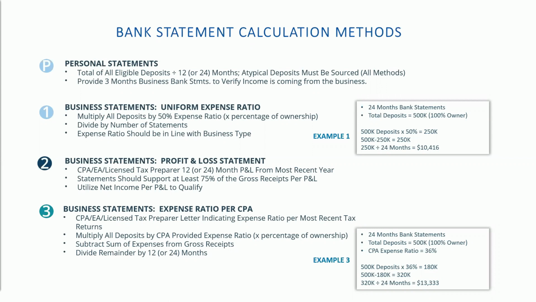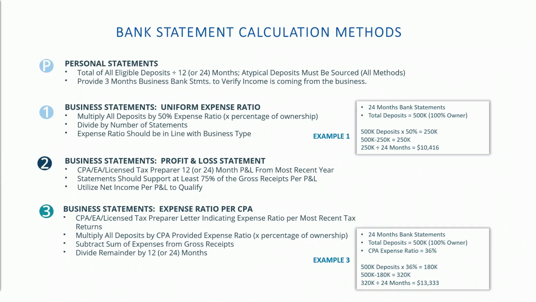Business method 1 is uniform expense ratio. The math is super simple. I'm just going to calculate a total of all of my deposits and hit them with a flat 50% expense ratio, and then divide that sum by either 12 or 24 months. So on the right-hand side there's a quick little example if you want to check that out, but it's relatively easy, right, to the concept. And the 1099 is exactly the same. The difference is on 1099, we have a 25% flat expense ratio. So that one is a little more aggressive, right, than our bank statement loan.